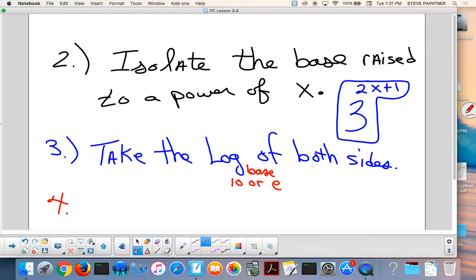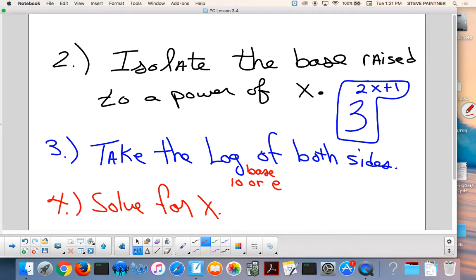What's 4? Solve for what? What are we trying to solve for? X. Solve for x, period. Done. There's your steps. Now when we do our problems today, just keep looking at your steps. It's going to take you to the answer. There are 4 steps.